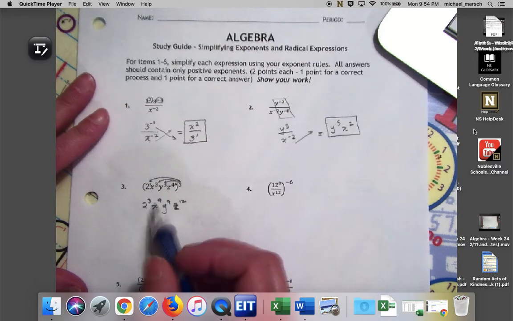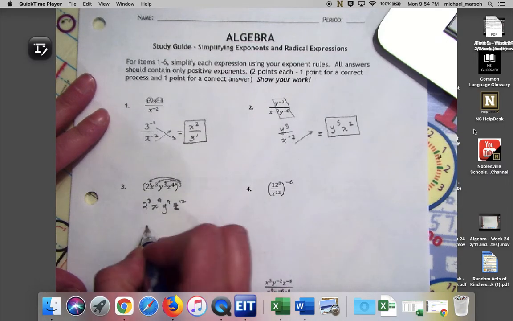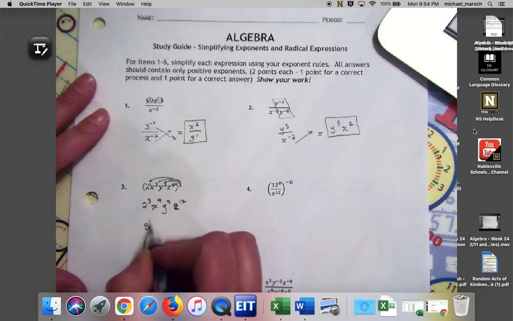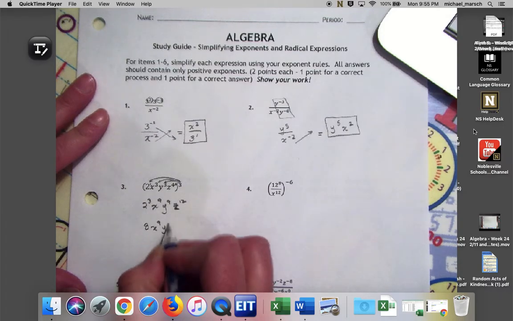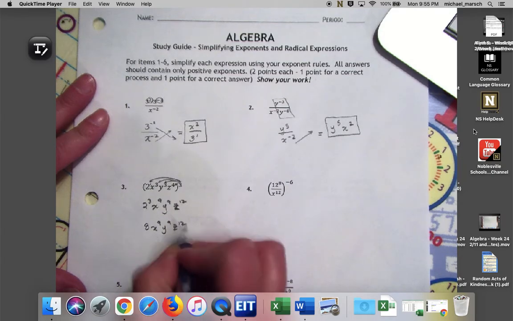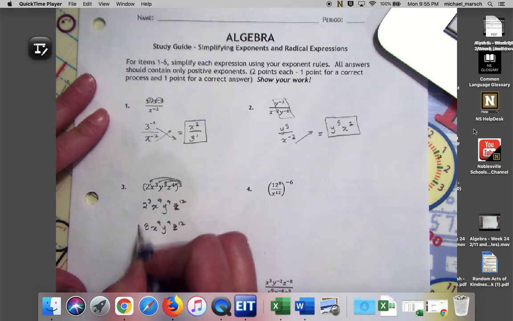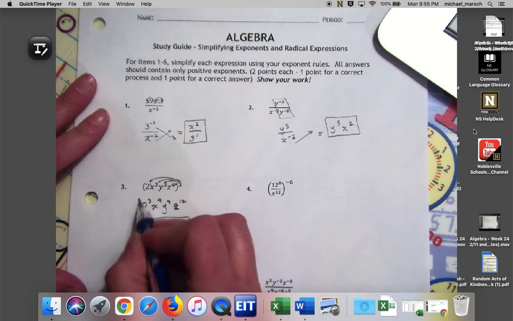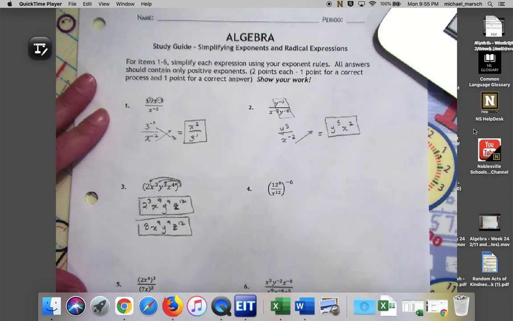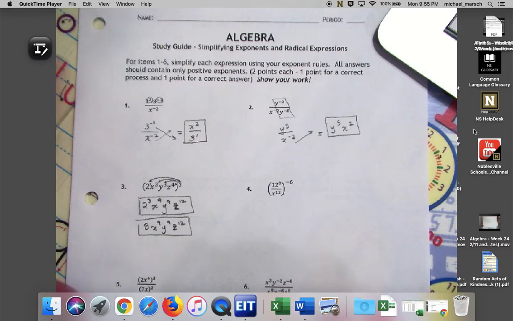So here, if you left it as 2 to the 3rd, great. If you simplified that to 8, because 2 times 2 times 2 is 8, and then you had x to the 9th, y to the 9th, z to the 12th, either of those is the correct answer. So this one or this one would be correct. I don't have to do any shifting because I don't have any negative exponents.